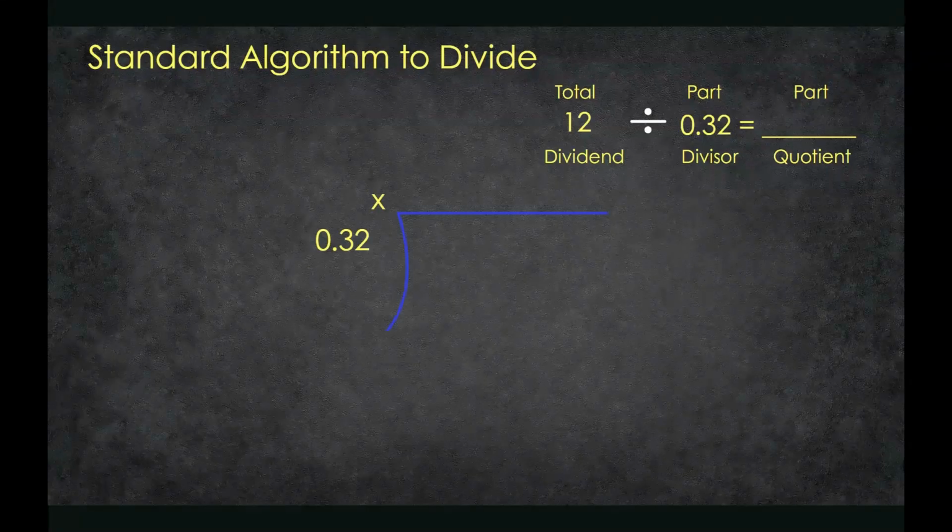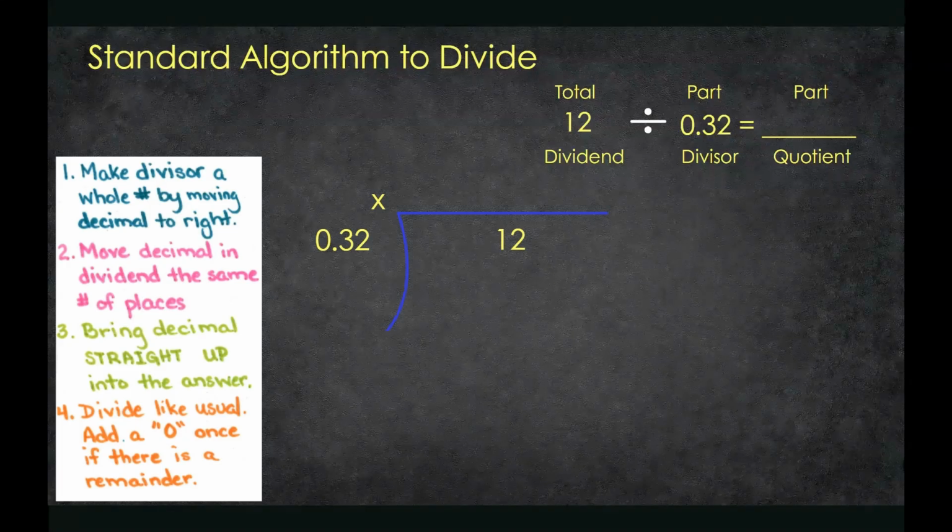All right, so we're going to set up our problem. 12 goes on the inside, 32 hundredths goes on the outside. Now, again, we don't want 32 hundredths as our divisor. We need to make it a whole number. So we are going to be shifting our decimal 2 places to the right. That means 32 hundredths now becomes 32.